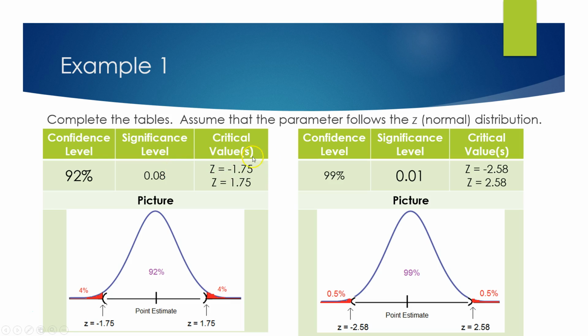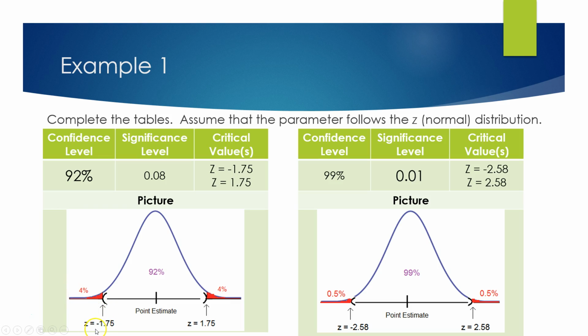I would do the critical values last. I would eventually go to that, but I would form this picture first. The picture is going to have a point estimate smack dab in the center. It will have 92% of the area surrounding the point estimate evenly. And then the remaining 8% will be split between the left tail and the right tail. So overall, this would be 100% of the curve.